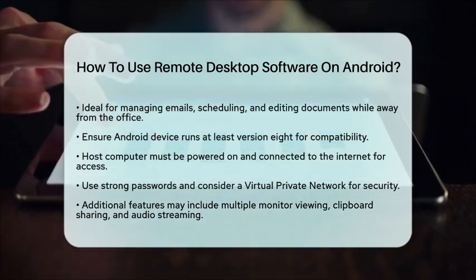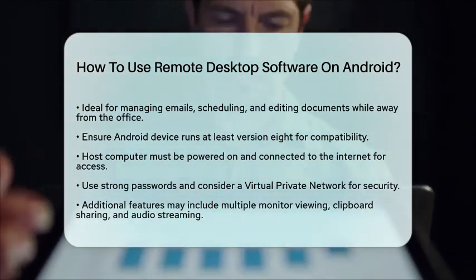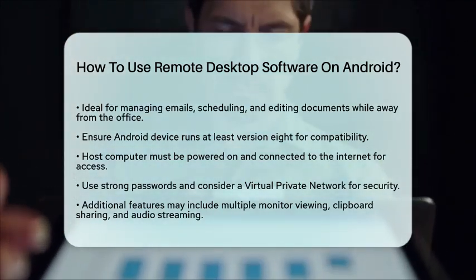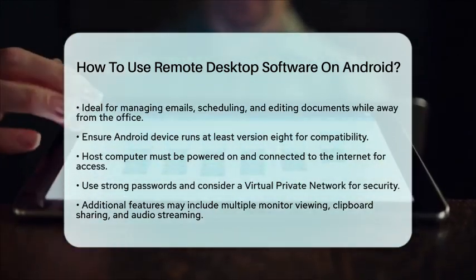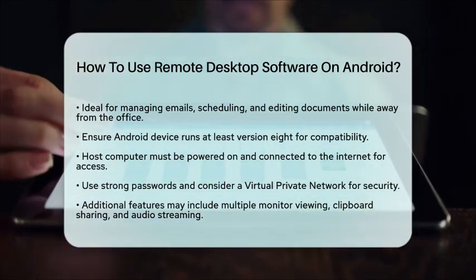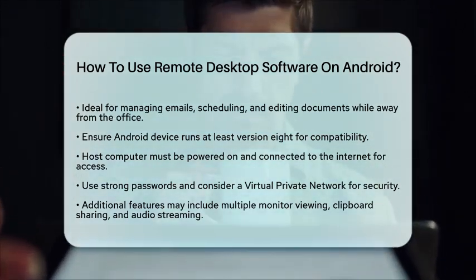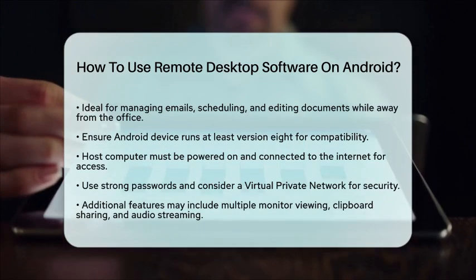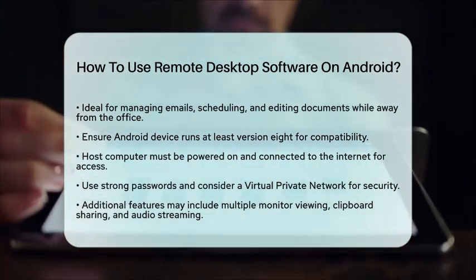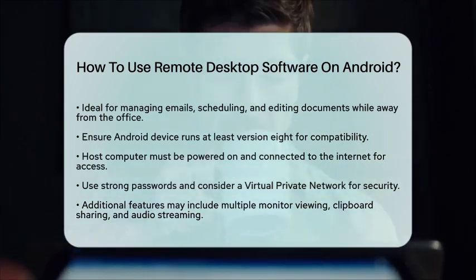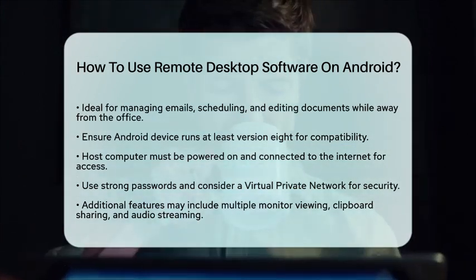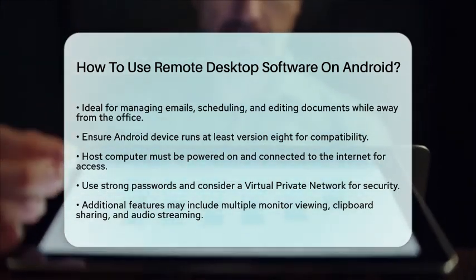Some remote desktop applications offer features like multiple monitor viewing, clipboard sharing, and audio streaming, which can make your experience even better. In summary, using remote desktop software on Android involves enabling remote access on your Windows personal computer, installing and configuring the remote desktop client app on your Android device, and connecting to control your computer remotely. This capability is particularly beneficial for administrative careers, allowing you to manage multiple systems and maintain access to Office resources from various locations.